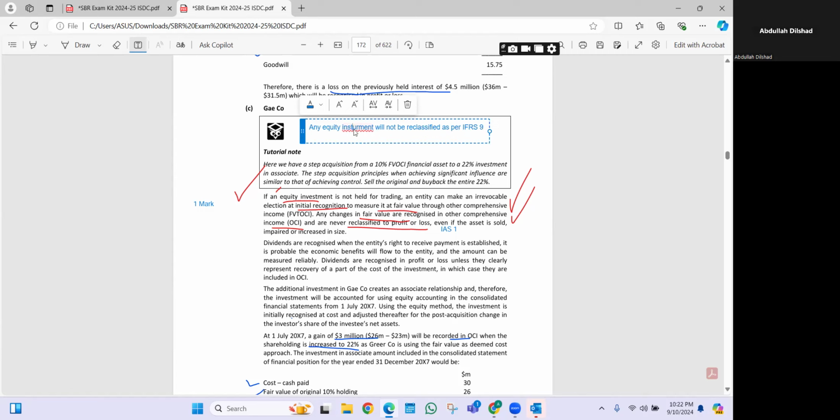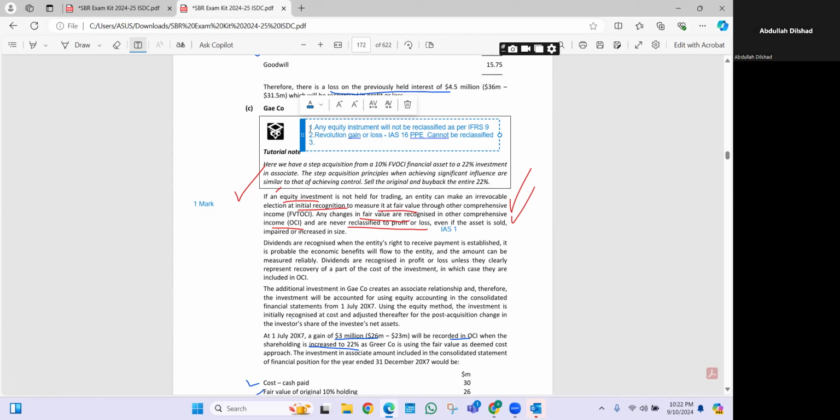This is one. If I want, I can give another example as well. Revaluation gain or loss, you all know, right? Any revaluation gain or loss in terms of IAS 16, PPE, these also cannot be reclassified. This is one, this is two.